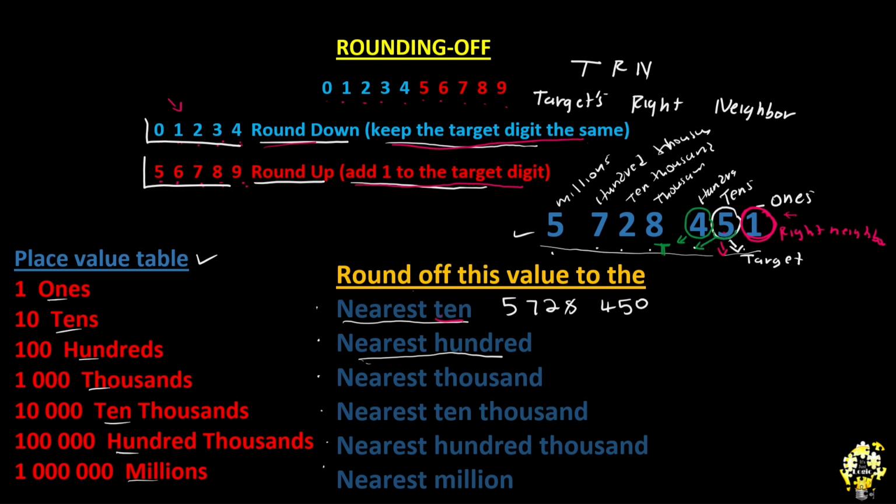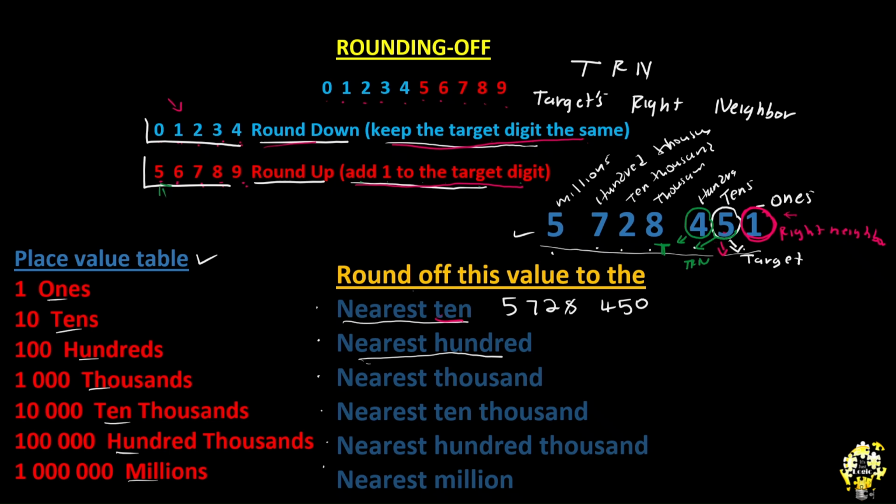So now I'll say target's right neighbor is the 5. Now, in order for us to know what has to happen to the target, we must focus on the target's right neighbor. Target's right neighbor is a 5. Where does it fall? Does it fall under round down or round up? Well, since it's a 5, it falls under round up, meaning that we have to add 1 to the target digit. This is the target digit.